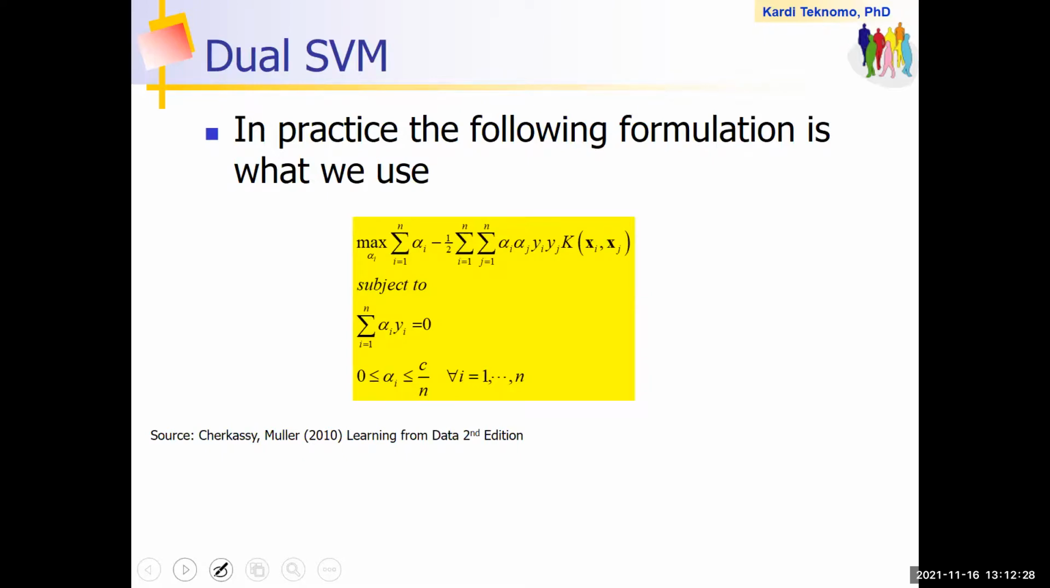In practice, in reality, the one that we use in the program is not the one that I showed a while ago. They use the dual. Remember, in linear programming, you have primal and dual. So in practice, what they use is the dual, using this value.